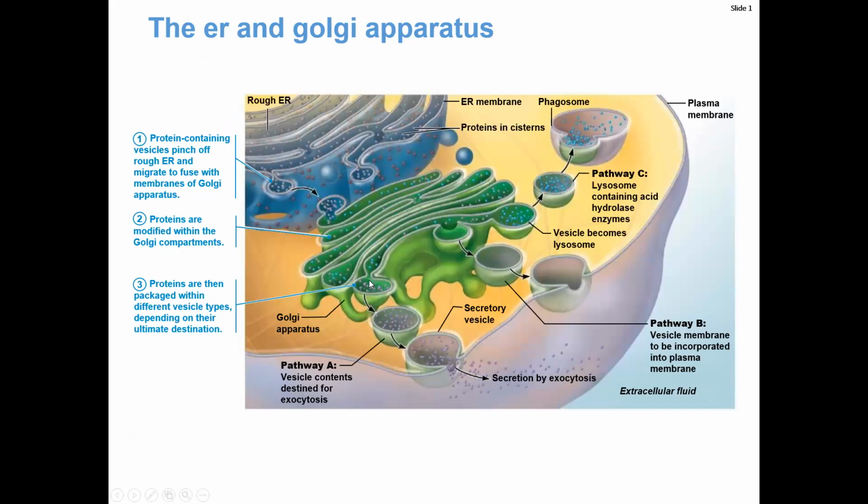Now the vesicles have three choices. We can release the proteins right into the interstitial fluid around the cell. That's pathway A. Pathway B is to incorporate the proteins into the cell's own membrane. And pathway C is to send them off to the side in a lysosome, which contains digestive enzymes. So as these proteins get made, you have three choices. Okay.